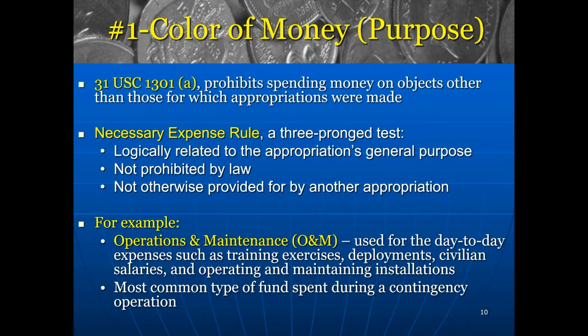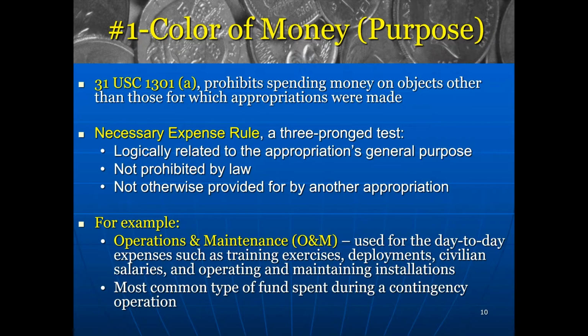31 U.S.C. 1301(a), commonly referred to as the Purpose Statute, prohibits spending money on objects other than those for which appropriations were made. The purpose statute typically refers to the concept of color of money, which means appropriated funds must be expended for that purpose established by Congress.